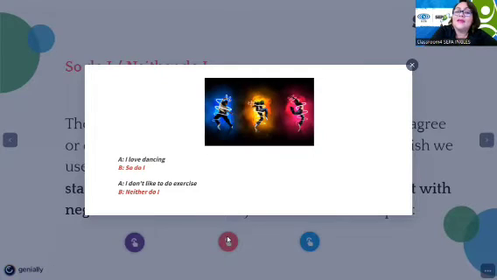I love dancing. Yo también, or a mí también me gusta, or a mí también me encanta. I don't like to do exercise. Neither do I. A mí tampoco. That is the equivalent in Spanish. But in this case, the structure is neither, auxiliary, and the person.